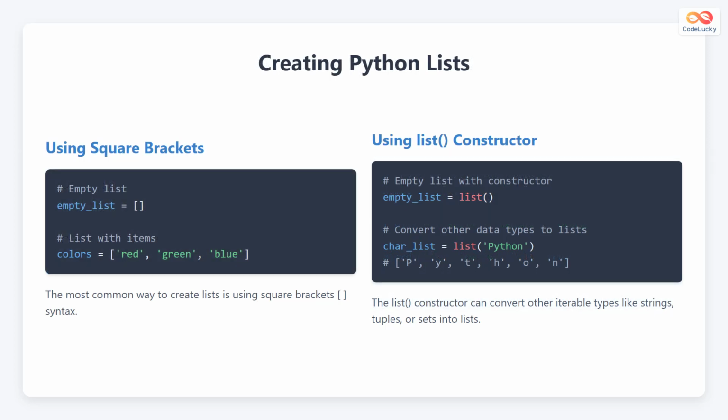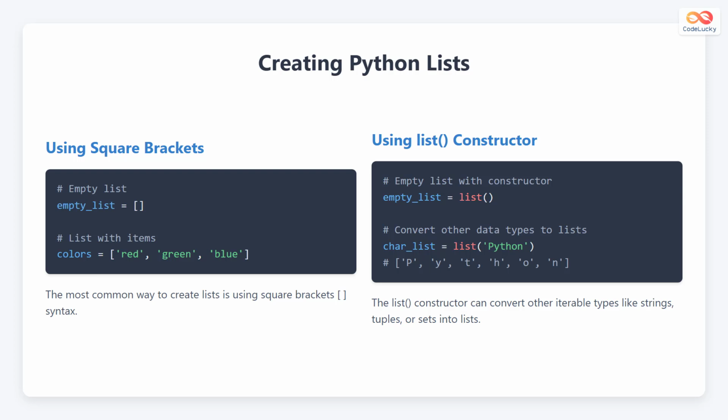There are a couple of ways to create lists in Python. The most common way to create lists is by using square brackets. To create an empty list, assign an empty pair of square brackets to a variable. To create a list with items, place the items inside the square brackets, separated by commas.